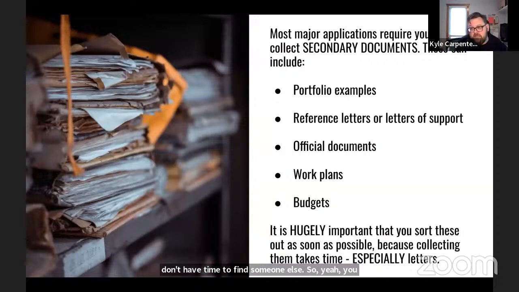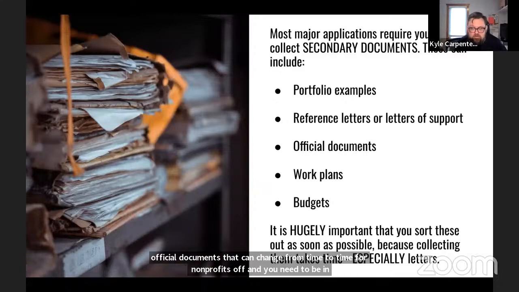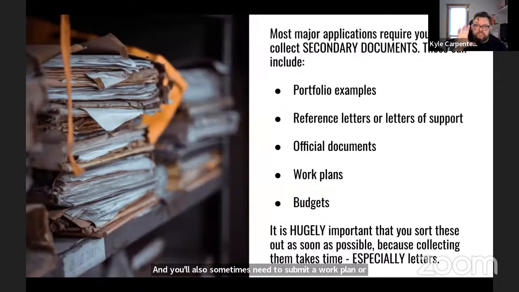The other thing is official documents that can change from time to time. For nonprofits, often you need to be incorporated. You need to have incorporating documents. That might not be necessary for most of you. And you'll also sometimes need to submit a work plan or a budget, often in a template that the funder provides. So all that stuff you've got to keep in mind. All that stuff you've got to start getting on early, and all that's as important as writing the responses, sometimes more so. So yeah, get going early. Next slide, please.